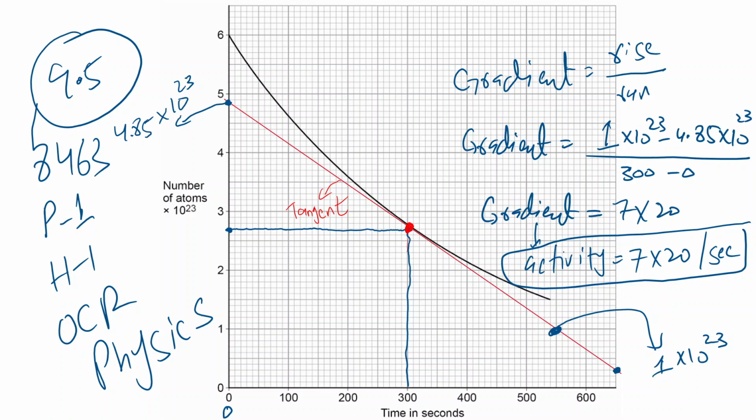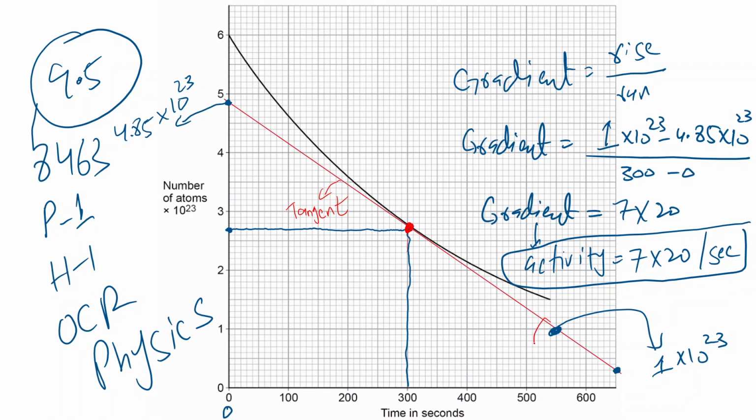And you should be very much careful that the tangent is a line which always touches the graph at one point. So your tangent should not be touching the graph at any other point. If your tangent is touching the graph at some other points other than this 300, you will get 0 marks. Be careful with that.